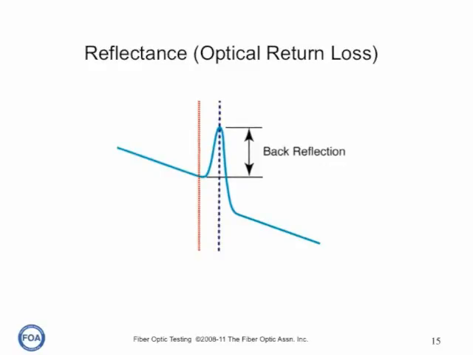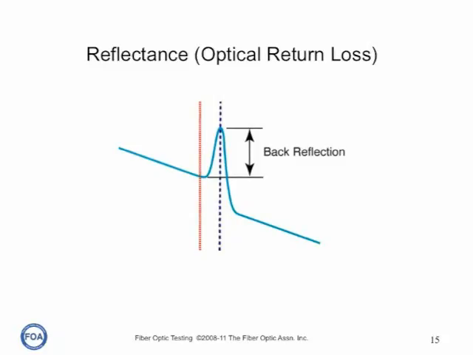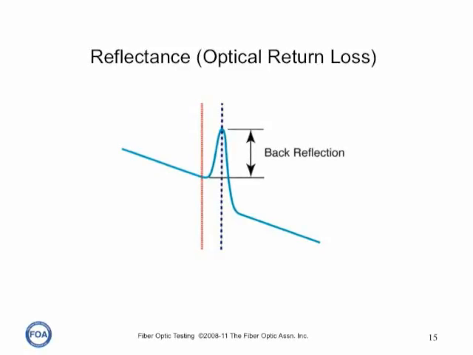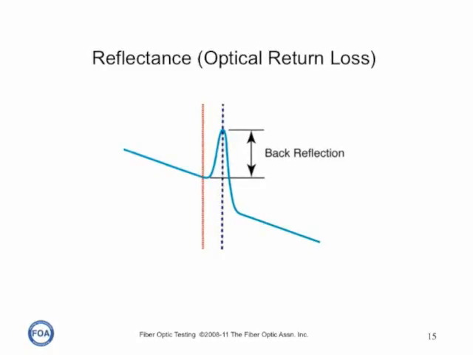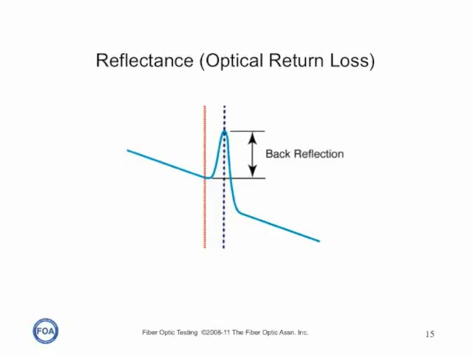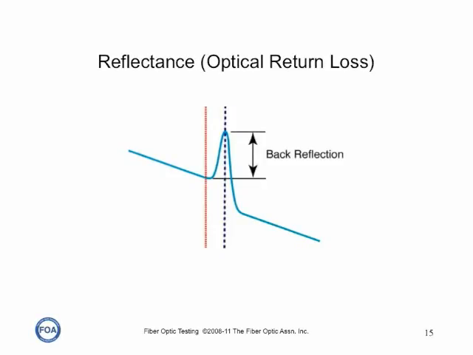OTDRs are also programmed to measure the reflectance of an event. What it actually does is look at the light reflected back from the event compared to the backscatter level and calculates the actual reflectance. Like other reflectance measurements, it isn't too accurate. It's probably no better than 1 or 2 dB uncertainty. But it does give us a good indication of when an event is highly reflective, and because it's part of the overall trace of the cable plant, it shows us where the reflective events are in case we need to correct them.